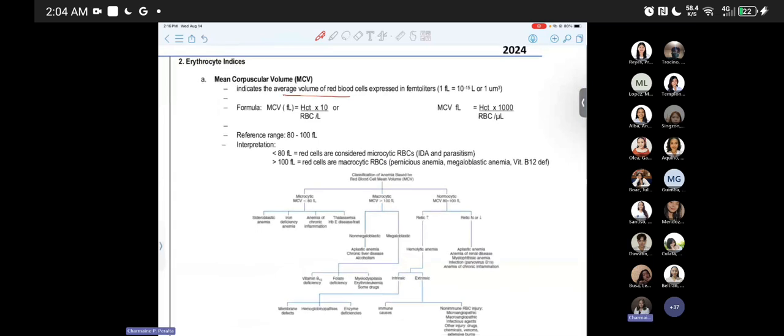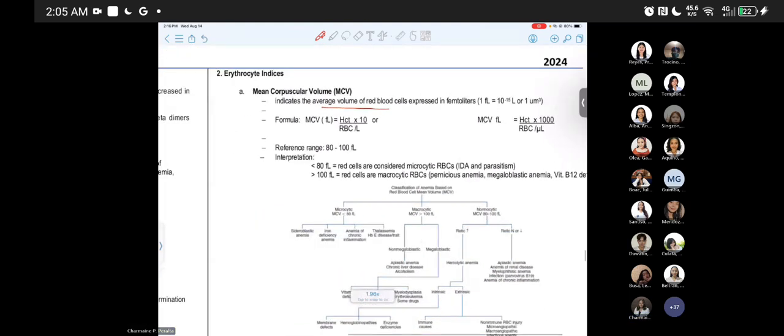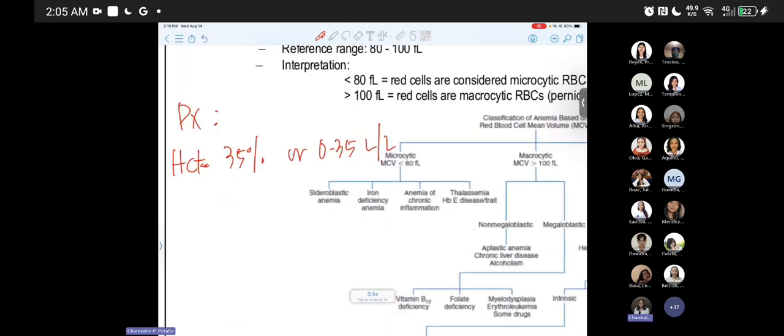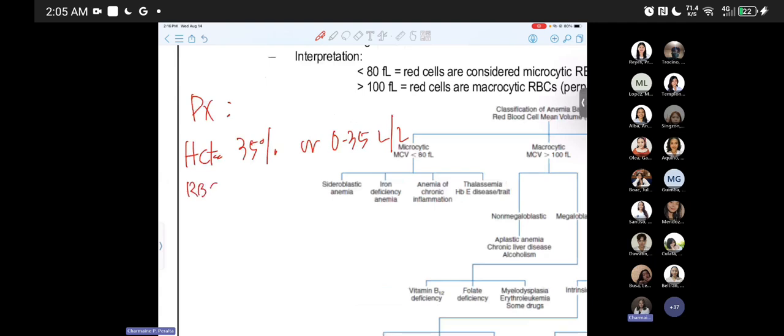Or, another formula is hematocrit times 1,000 divided by RBC per microliter. So, example, our patient's hematocrit is 35%, or 0.35. That is SI or conventional. The RBC count is 4.0, either times 10 raised to 12 per liter, or per microliter for the other.